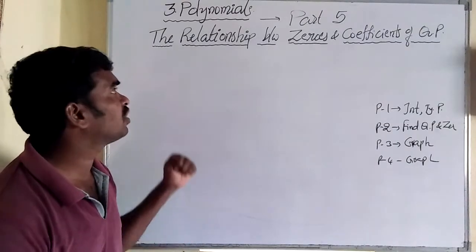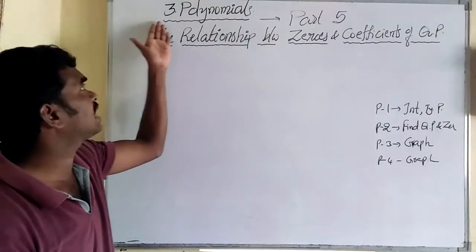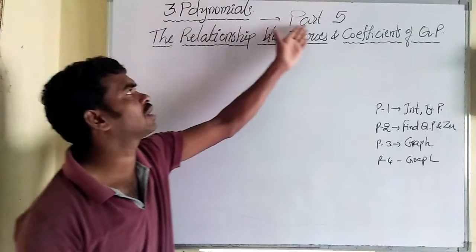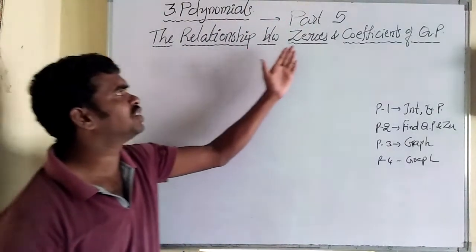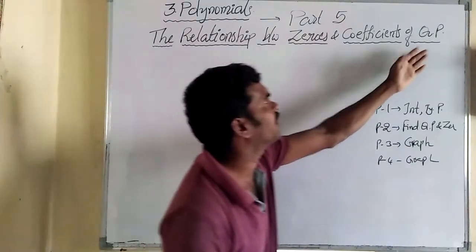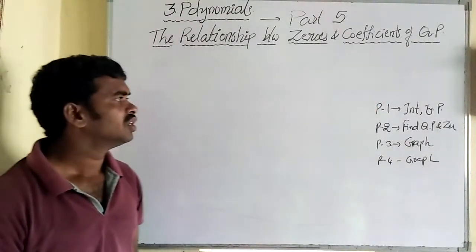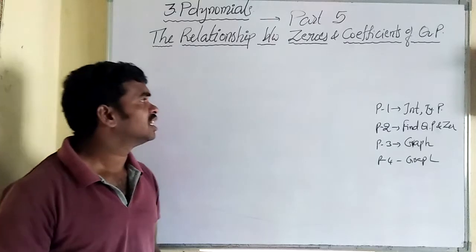Today in this video we are going to discuss the 10th class maths 3rd chapter, polynomials part 5, that is the relationship between zeros and coefficients of a quadratic polynomial. Let us just recall the previous information.